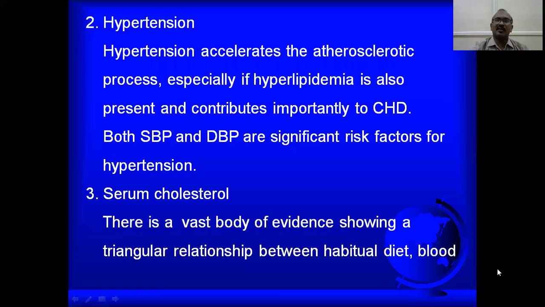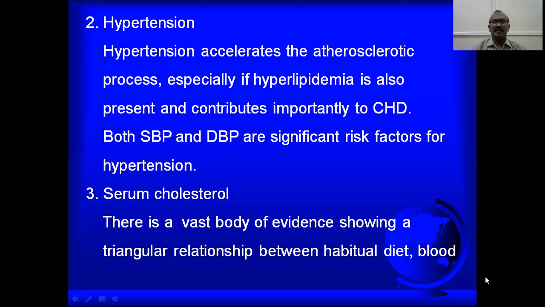Hypertension accelerates the atherosclerotic process, especially if hyperlipidemia is present, and this contributes mostly to coronary heart disease. It was said earlier that diastolic blood pressure is responsible for coronary heart disease, and subsequently the systolic blood pressure is also attributed. Now, both systolic and diastolic blood pressure are considered significant risk factors.